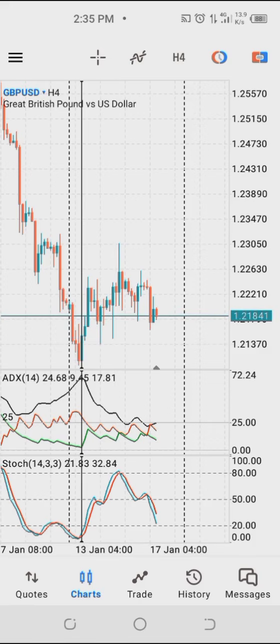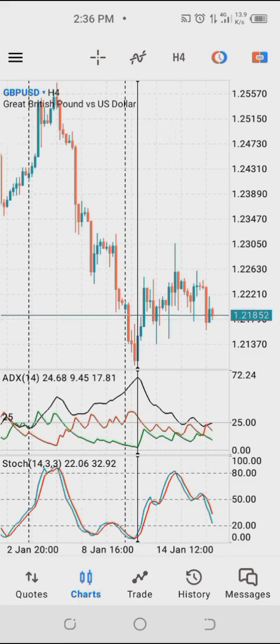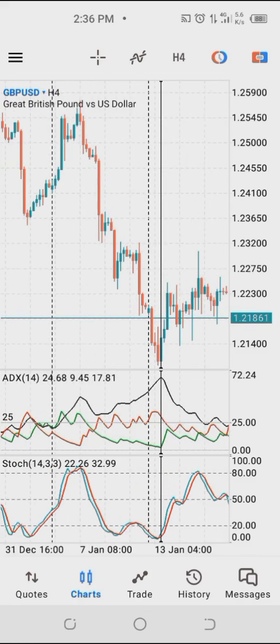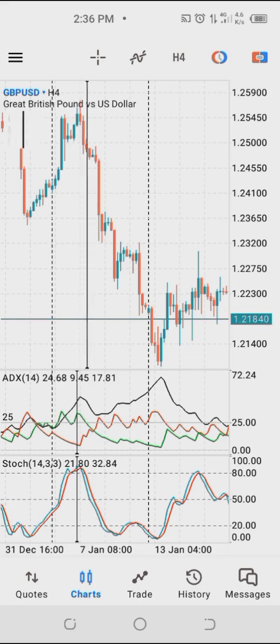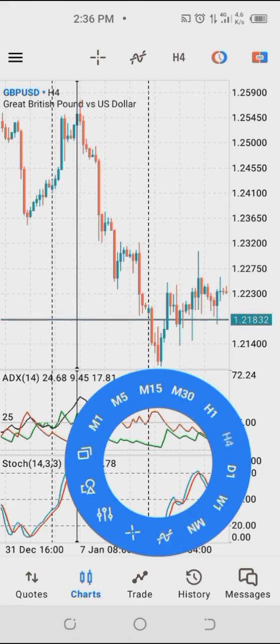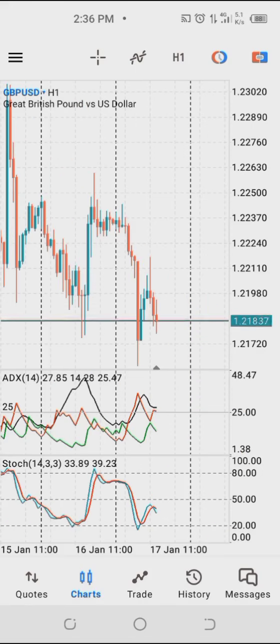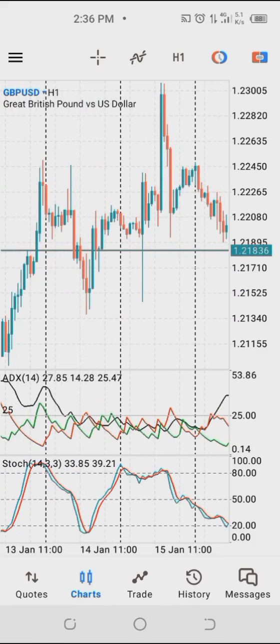Now let's quickly look out for a sell trade. The sell trade is the reverse. Okay, now I simply do what? Wait for my stochastic oscillator to be on the other side, above 80. Once my stochastic oscillator is above 80, then what do I do? I'm going to move over to the 1 hour time frame.